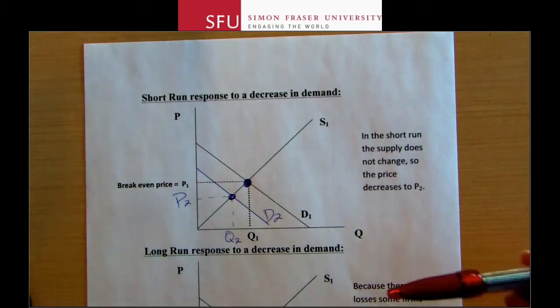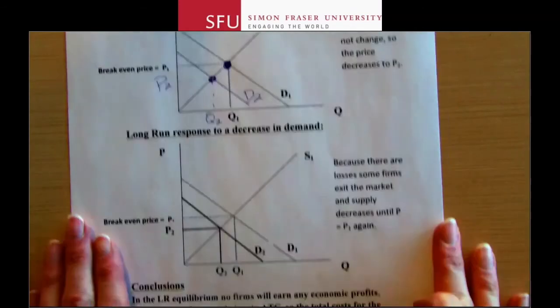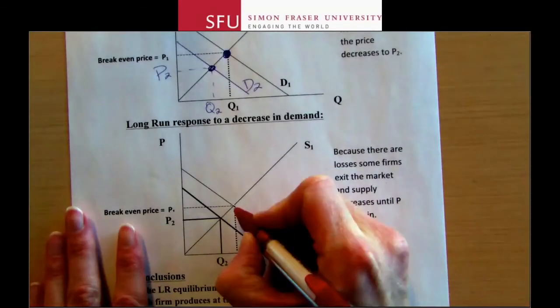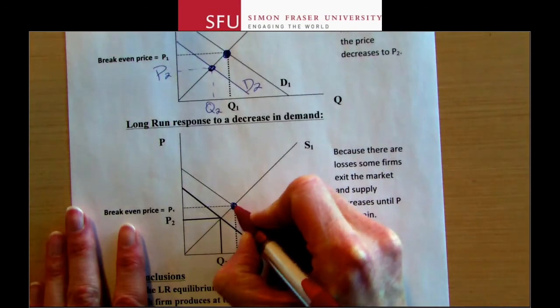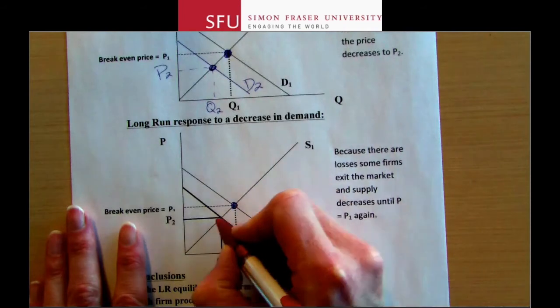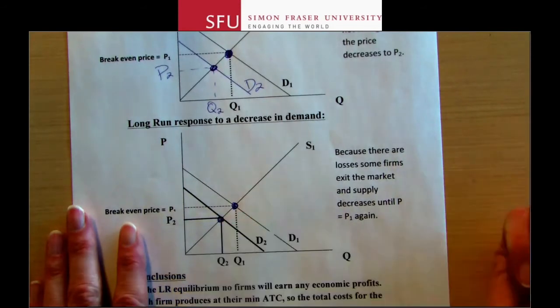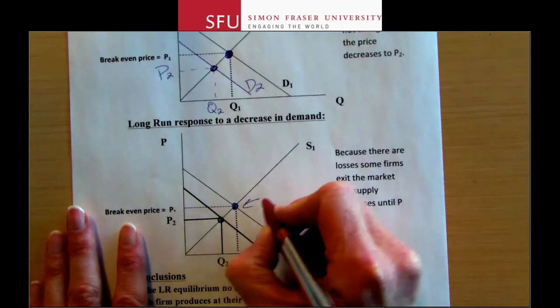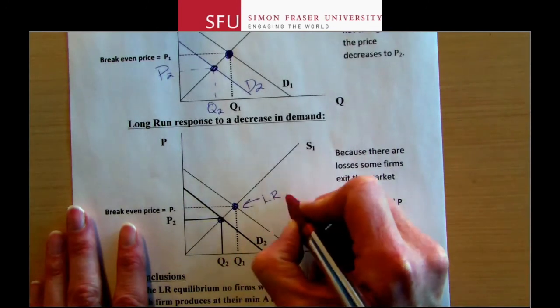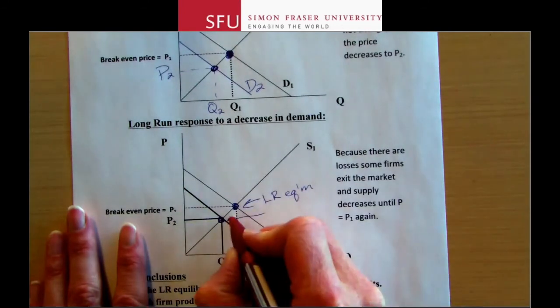Okay, so we'll show that then here. All right, so now this was the original equilibrium. This was a long-run equilibrium. This new one is just a short run because it won't last, right? What's going to happen now is that some of the firms will exit the market. Okay, so let's just label these again. So this one is a long-run equilibrium. This one is a short-run equilibrium.